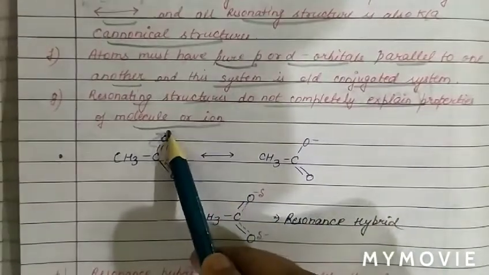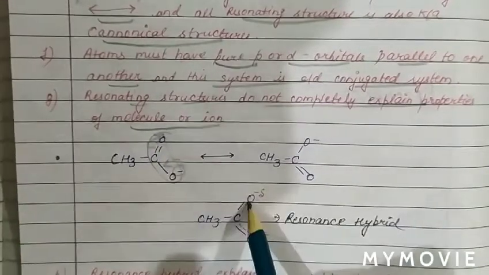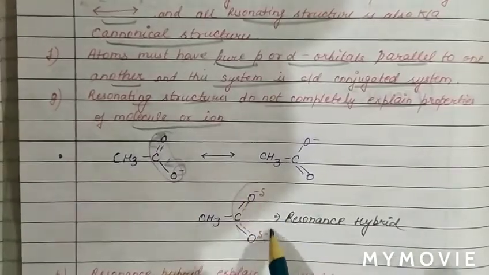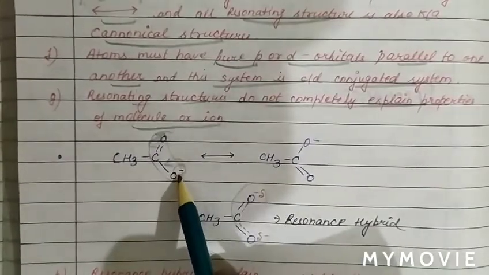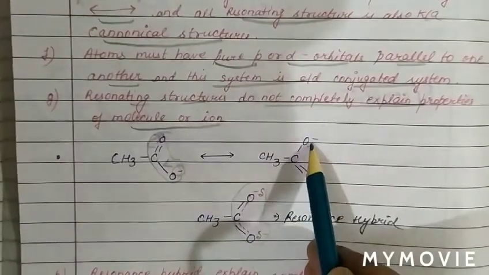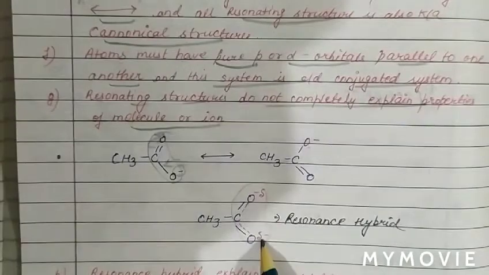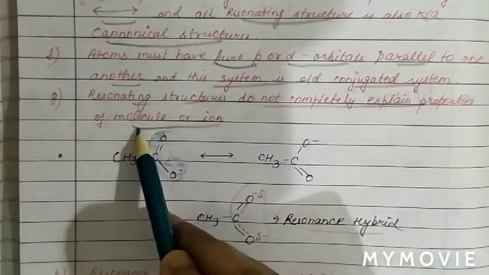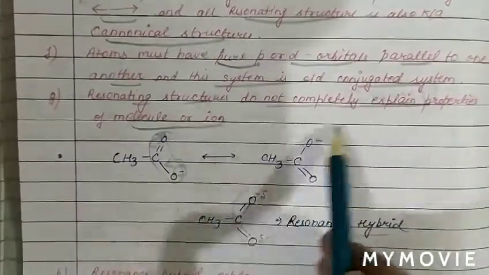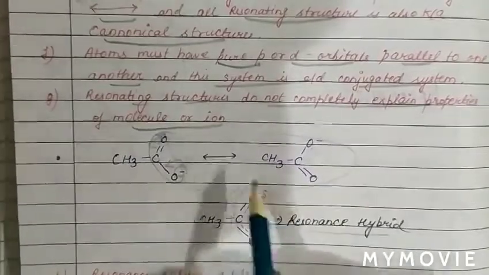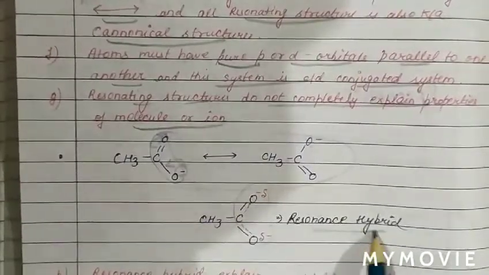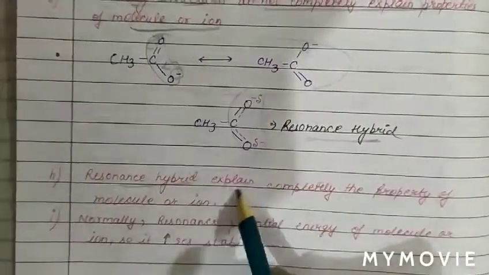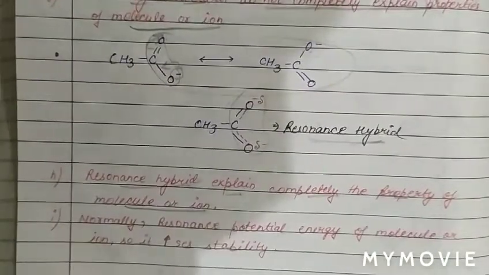So resonance is taking place only in this part. Therefore this part is dotted, because resonance takes place only in this part. The oxygen atom has negative charge in this structure, while in this structure this oxygen has negative charge. Therefore, partial negative, partial negative. This we call the resonance hybrid. So these two structures cannot explain the complete properties of the molecule or ion. To explain the complete property, we require the resonance hybrid, which explains completely the property of the molecule or ion.